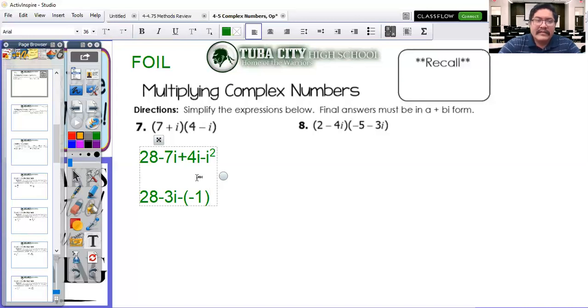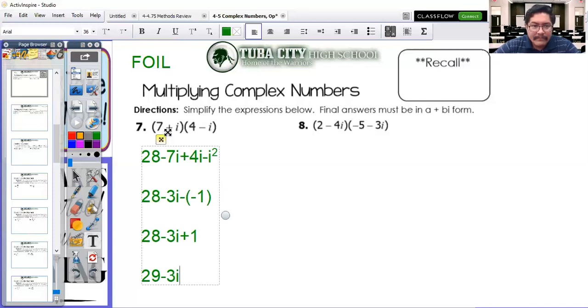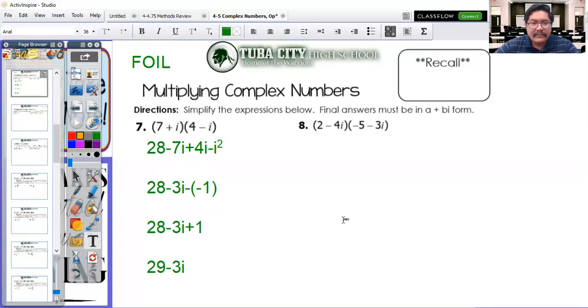I'll put it back in there in just a minute. Let's go ahead and move on to the next one. So that'd be 28 minus 3i plus 1. Now you notice that I have an extra real number now, so I'm going to go ahead and add that back in to the original. So 28 plus 1 becomes 29. And again, i squared is equal to negative 1.